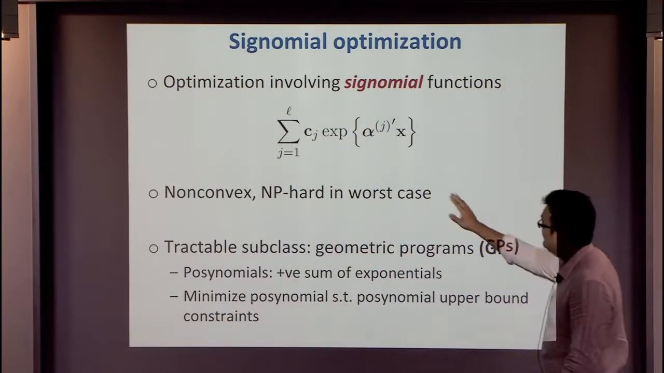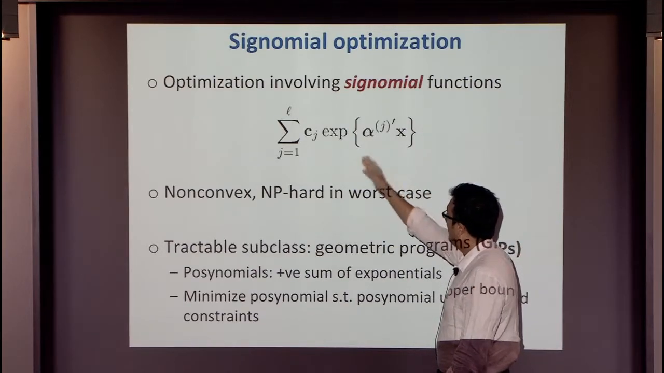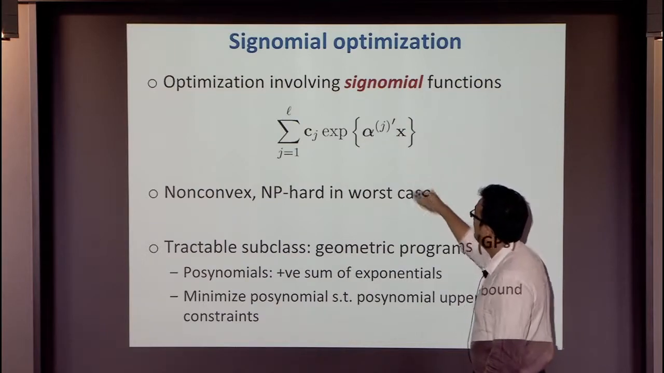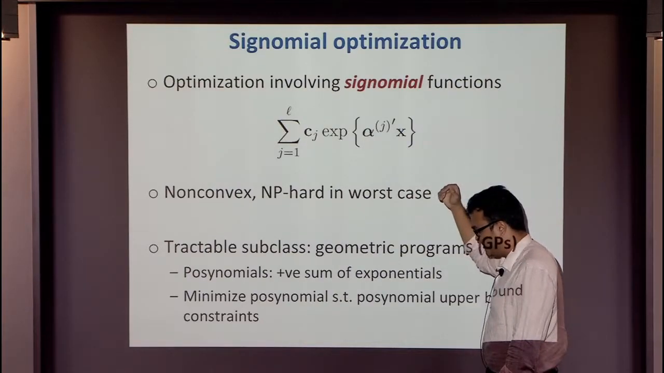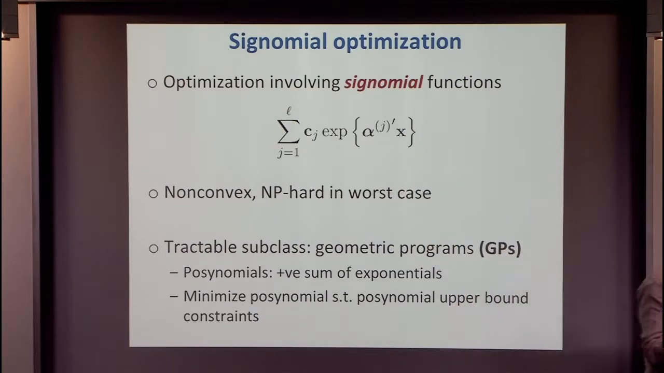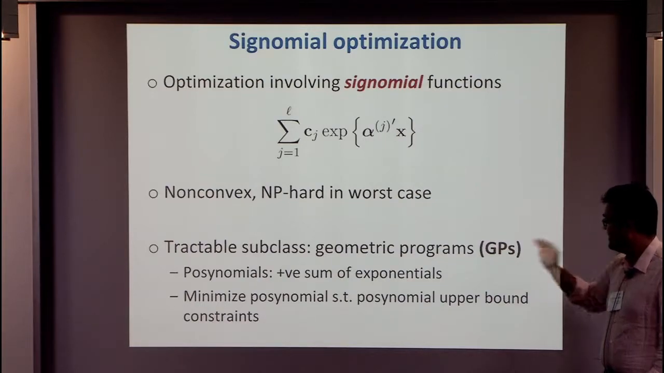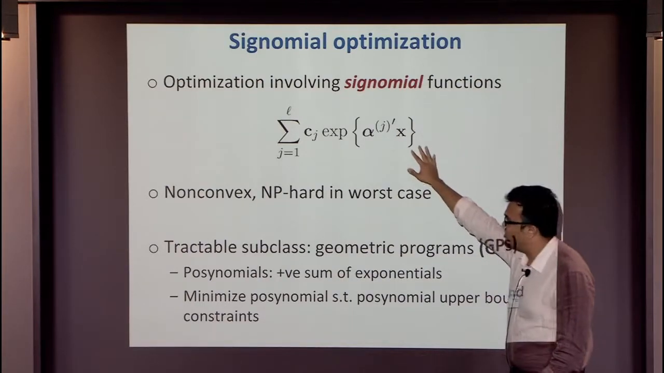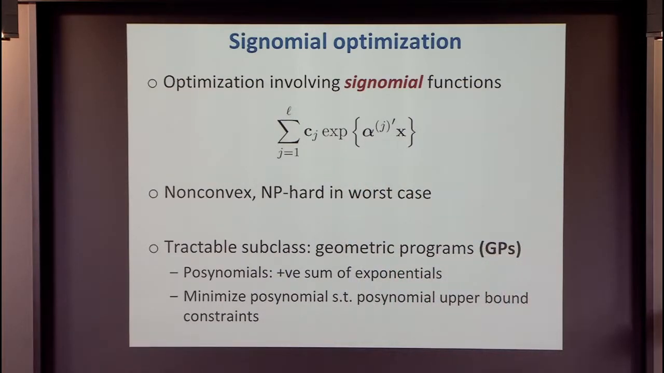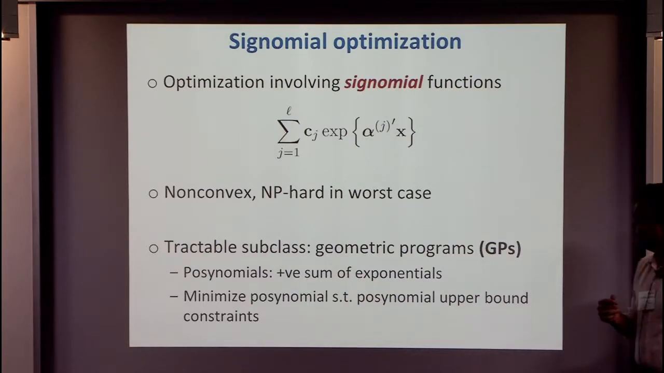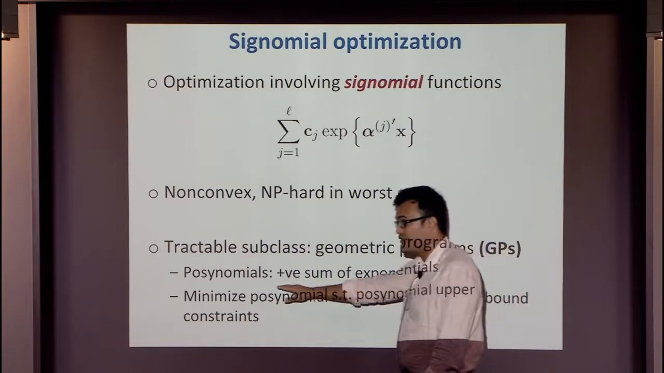A Signomial is a function of the following type, where I have sums of exponentials composed with an affine function of a variable x. This parameterization, these functions and the associated optimization problems are non-convex. You can reduce families of NP-hard problems to examples of Signomial optimization problems. A subclass that some of you may have heard of is geometric programming. This is a situation where all these coefficients are positive, so you have a positive sum of convex functions, and you end up with convex optimization problems.